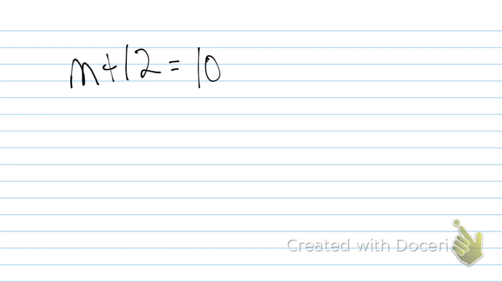Plus 12. How do I get rid of plus 12? Minus 12, because 12 minus 12 is 0. And the identity property of addition says anything plus 0 is itself. Ooh, you didn't think you could get identity property today, did you? So, 10 minus 12 is?